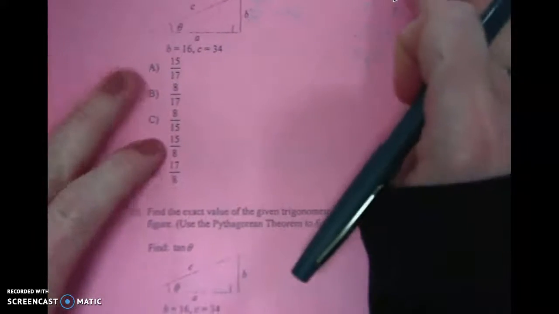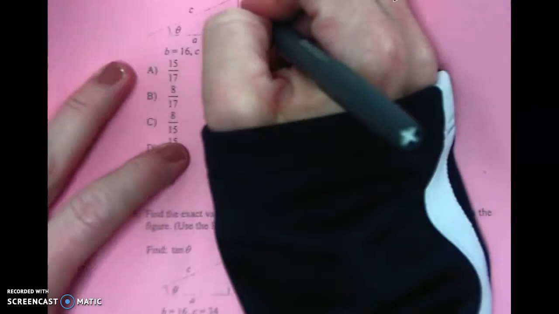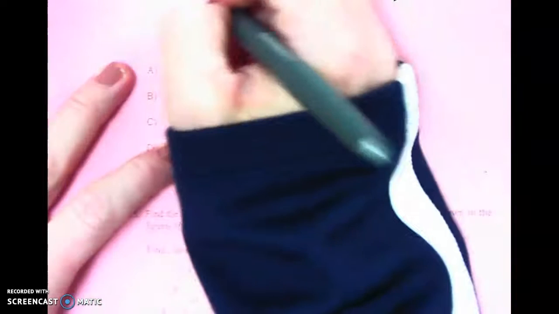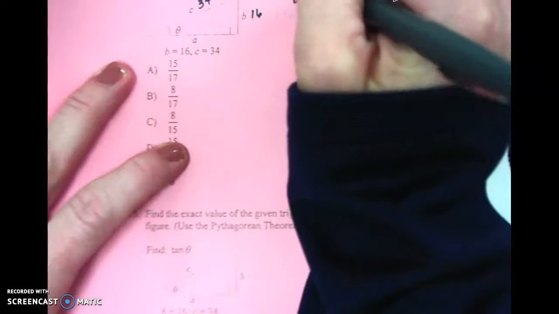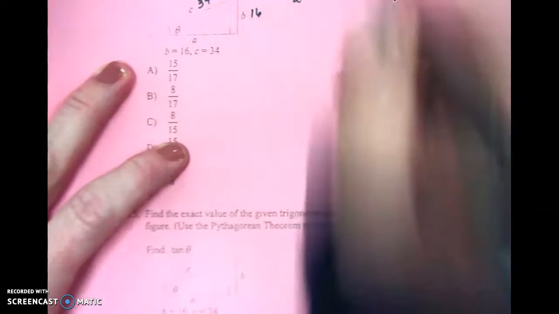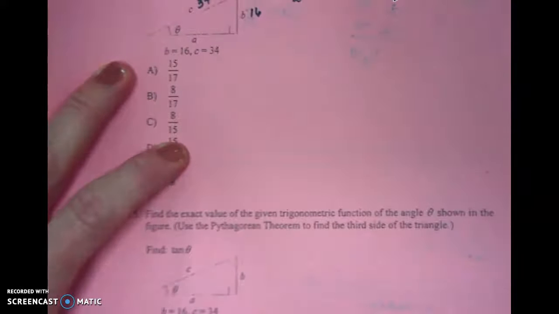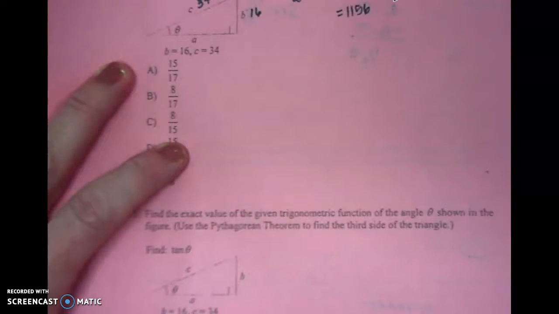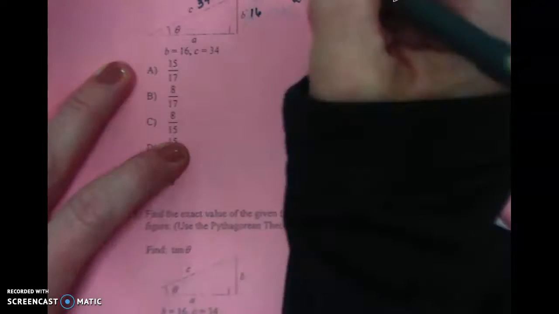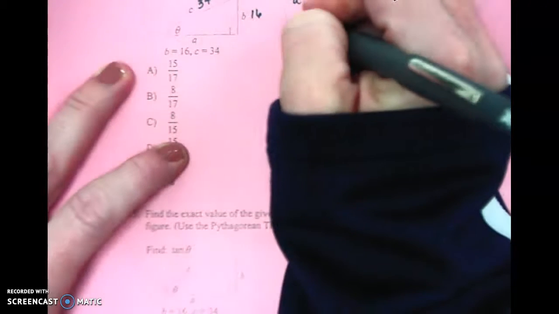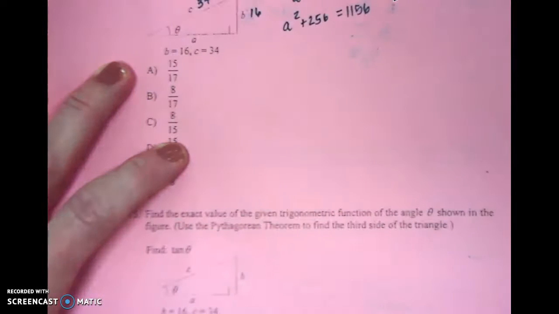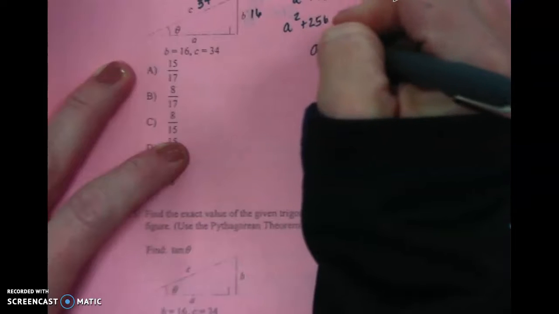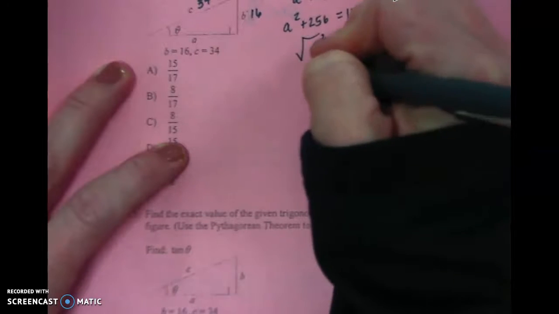Use the Pythagorean theorem to find the third side. It says b is 16, c is 34. Remember, a squared plus b squared equals c squared. So 34 squared is 1156. 16 squared is 256. And when I subtract them and take the square root of 900, a is 30.